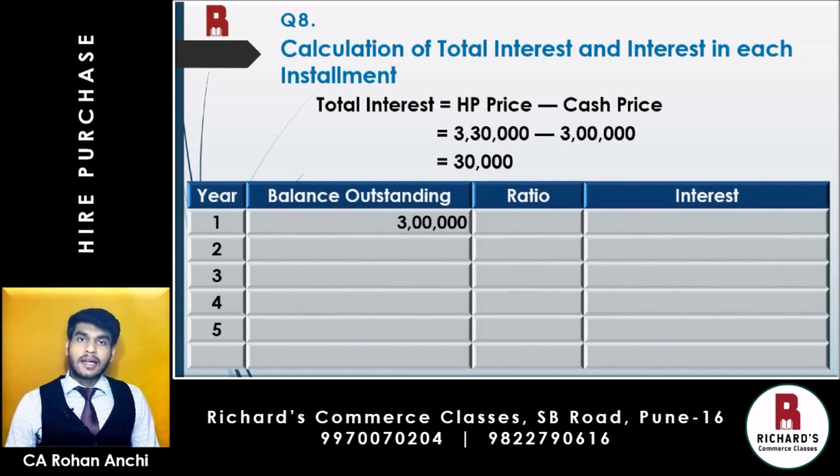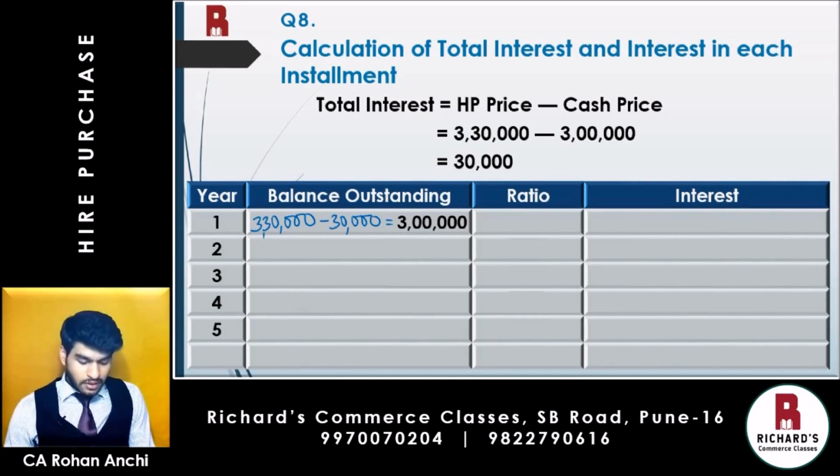First installment, at that time balance outstanding is rupees 3 lakhs. And how has this 3 lakhs come? It is the total HP price, 3,30,000, which was to be paid. But out of this 3,30,000, we have already made a down payment of rupees 30,000. So at the time of installment number 1, 3 lakhs is outstanding.